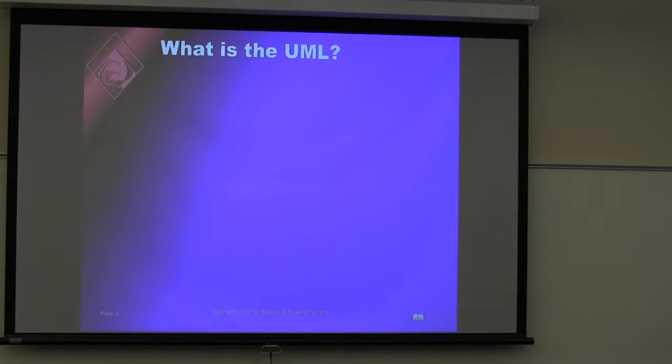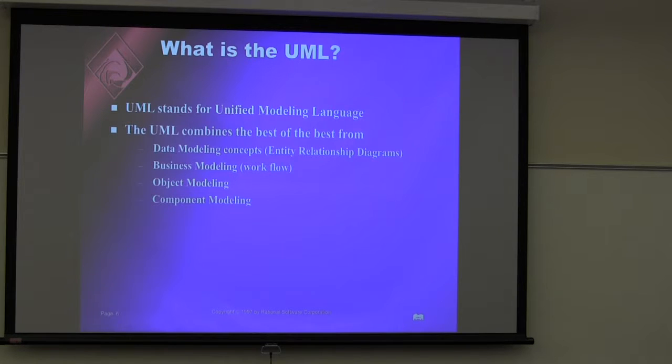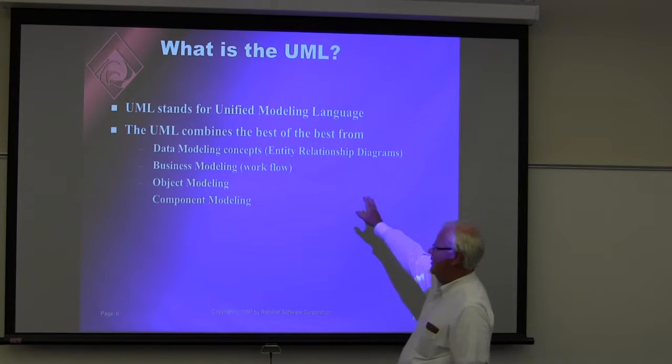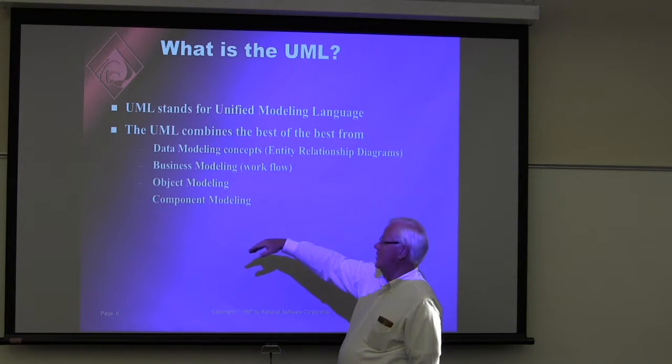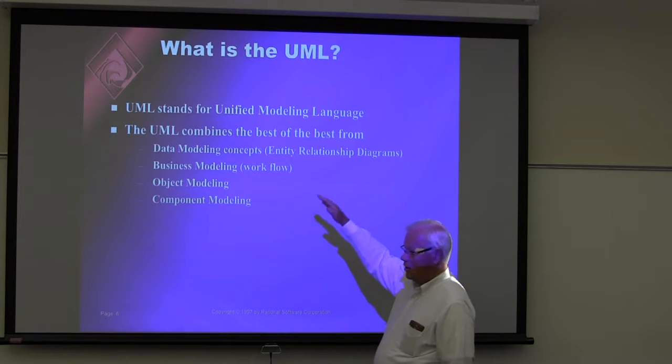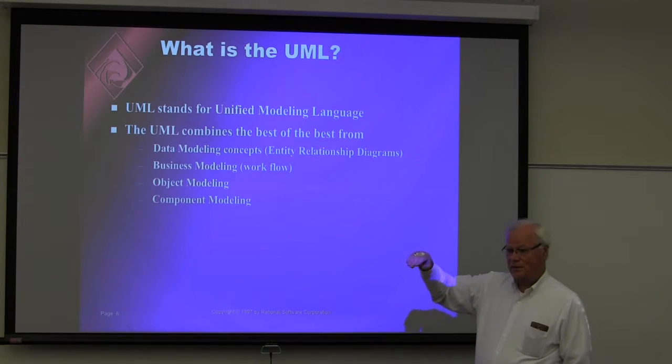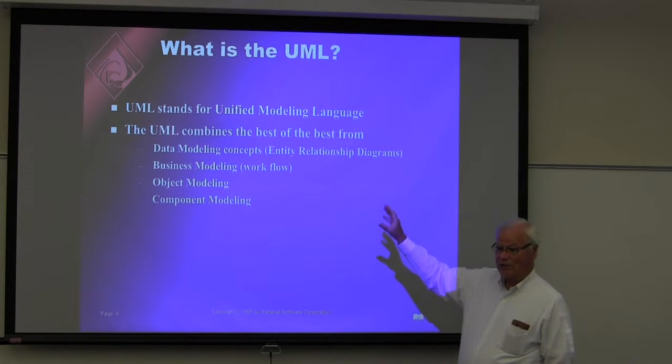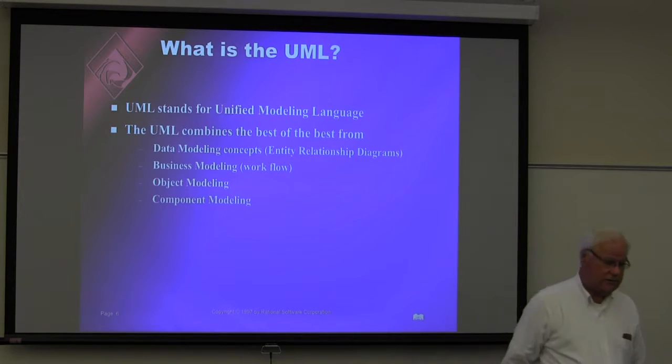So what is UML? Well, it stands for Unified Modeling Language. It combines the best of data modeling concepts, which is entity relationship diagrams, business modeling, object modeling, and component modeling. They put all of that into one thing called unified. That's why they call it Unified Modeling Language.